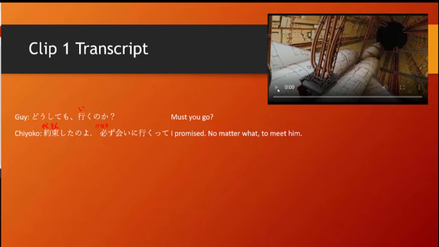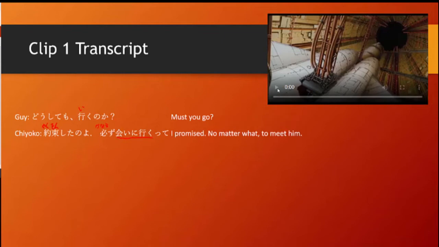So for example, the masu stem of taberu is tabemasu. If you say tabe, get rid of the masu, tabe ni iku, it means I'm going to eat. Another example, nomu, nomimasu, to drink. Nomi ni iku means going to go for a drink. So that's a sentence pattern that you can just remember for the future.